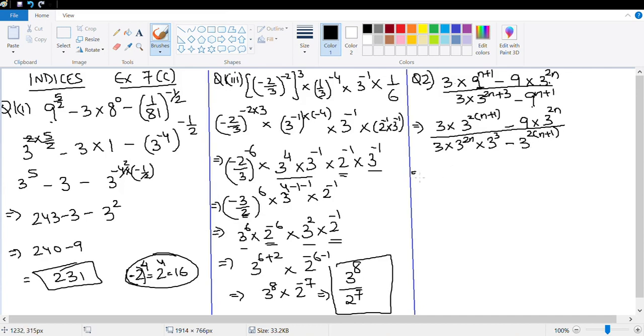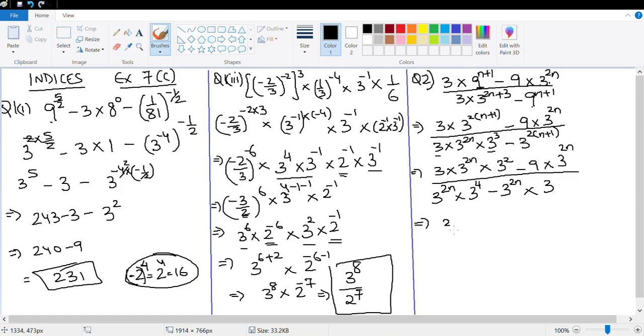So this is 3 into 3 to the power 2n multiplied with 3 to the power 2, minus 9 into 3 to the power 2n. I notice that I am getting 3 to the power 2n common in the numerator. Let's see if I can get it common in the denominator as well. So this is 3 to the power 2n multiplied with 3 to the power 3 and 3, that's 3 to the power 4, minus 3 to the power 2n multiplied with 3 to the power 1. I notice that 3 to the power 2n is common, so let's take it out. So I'm left with 3 into 3 square, that's 3 cube, that's 27, minus 9.